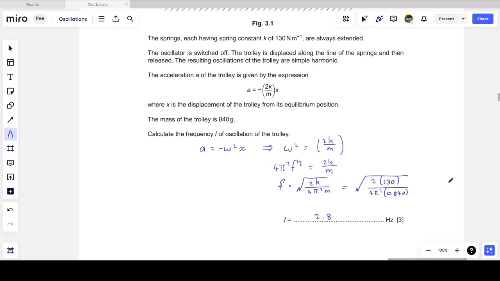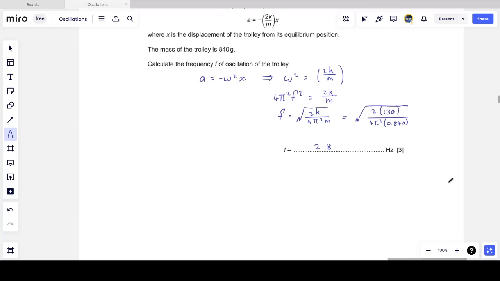So when you're given the expression and you know the oscillations are simple harmonic, generally whatever's inside the bracket, whatever precedes the x on the right hand side of the equation, as long as there's an a on the left hand side, that thing in brackets will be omega squared. Then you can use that information to find frequency, period, and so on. So that was a nice 3-mark question to start us off.